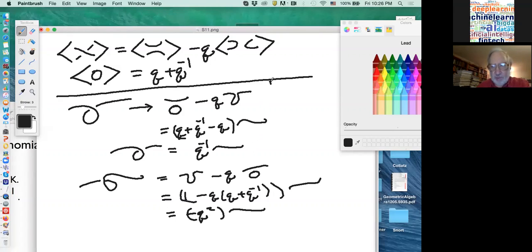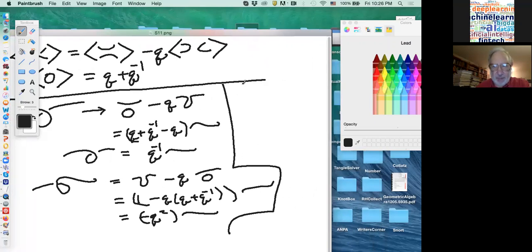And here's what you're going to find out. You're going to find out that the way to normalize this is to take minus 1 to the number of minus crossings, times q to the number of plus crossings minus 2 times the number of minus crossings, times this bracket.